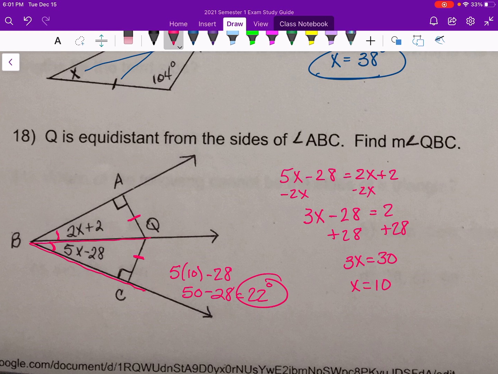And I want to make sure that I'm right. And I know that it has to equal the other angle also. So I'm going to plug it in just to make sure. 20 plus 2 is 22, so it does check.